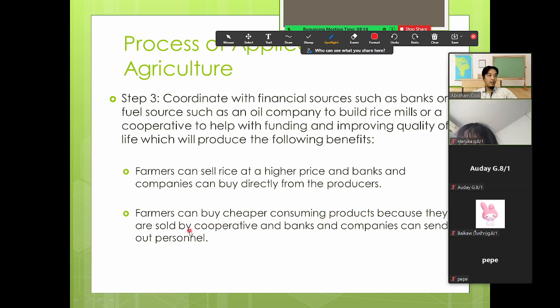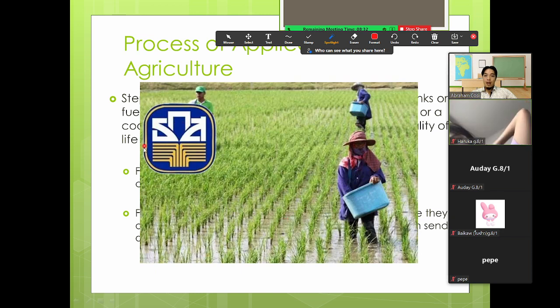A cooperative is like a grocery store, but only for farmers. They will be funded by banks, and the products will, of course, be sold cheaper. So we have here a picture of the Bank of Agriculture and Agricultural Cooperative.